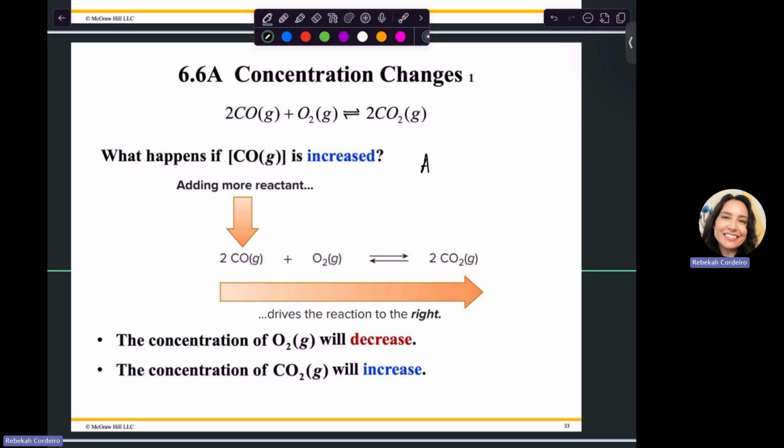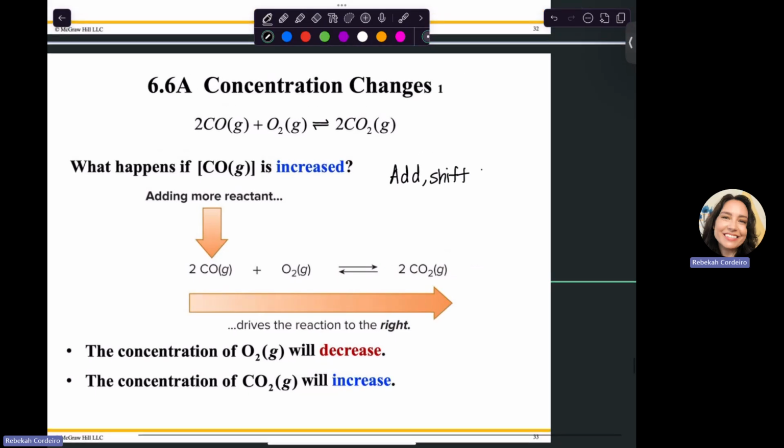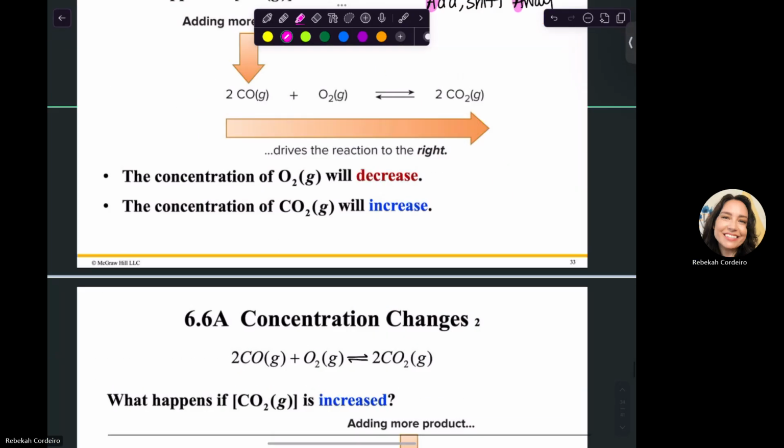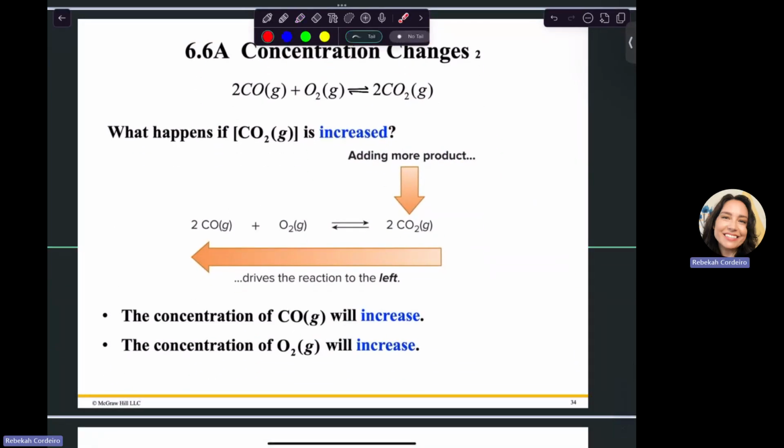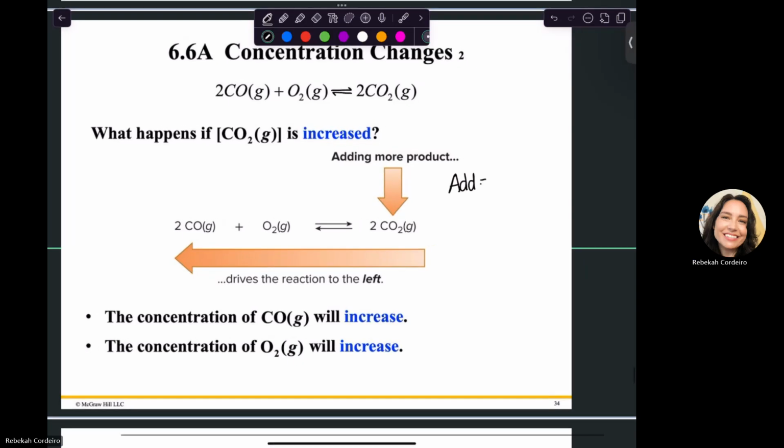I'll give you a little thing in class, but if you add something, you're going to shift away from the thing that you added. So add away. So if I increase CO2, imagine we have a magical bakery, and all of a sudden I were to drop off a bunch of cookies, and you go, oh, I can't sell these cookies, but I can turn them back into sugar and flour and whatever, then you would want to, because you can store them that way. So if I add a whole bunch of products, we're going to shift away from the product toward the reactant. So again, we're thinking about add something, shift away from the thing we just added.